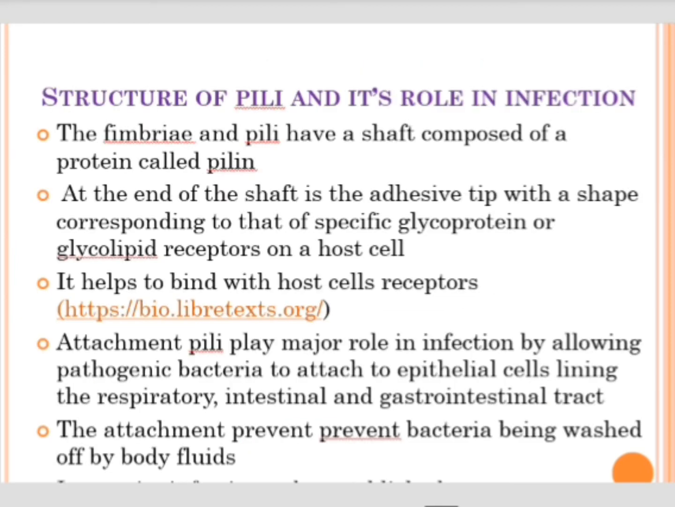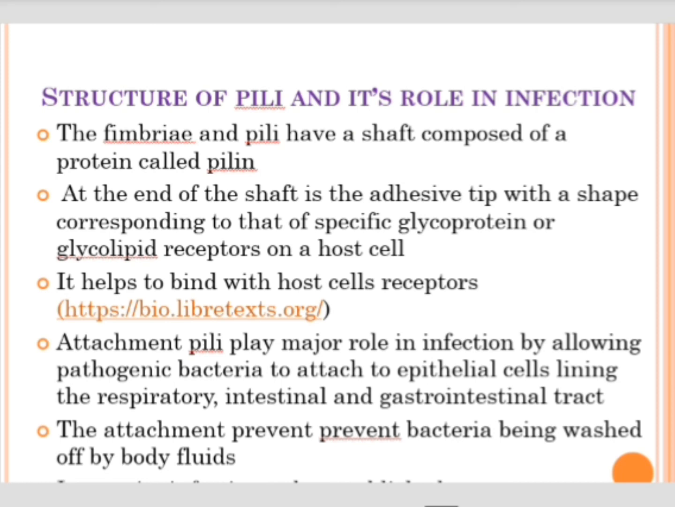Next is the structure of pili and its role in infection. So the attachment pili and the sex pili have a shaft which is composed of a protein called pilin. The pili is made up of a protein called pilin, and this shaft has an adhesive tip. Its structure is similar to the structure of glycoproteins or glycolipids. They are actually receptors seen on the host cell.